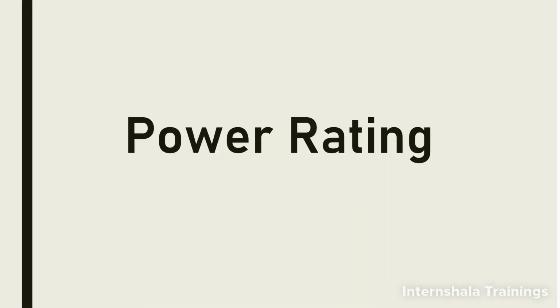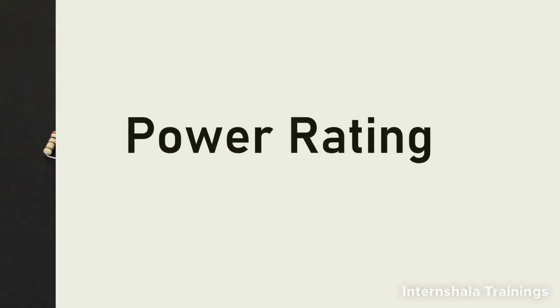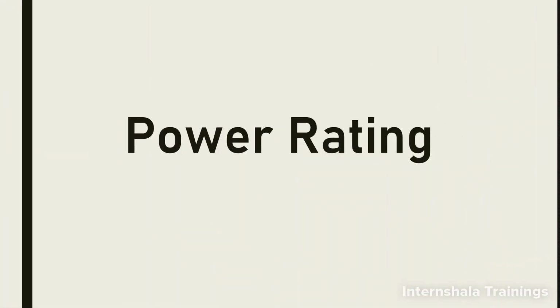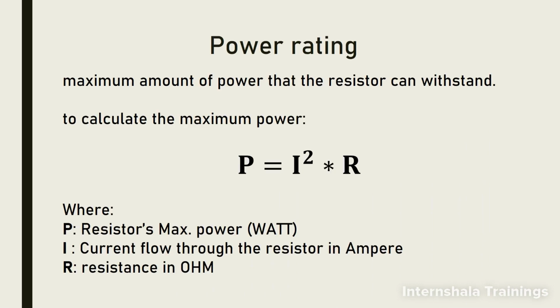Power rating. You might ask yourself why some resistors are bigger than others, since they have the same resistance and maybe the same material type. The answer is the power rating. Power rating is the maximum amount of power that the resistor can withstand, and to simply calculate the power applied on a resistor, we can use this equation for DC voltages.